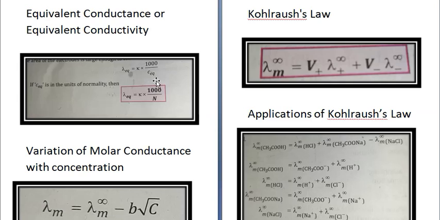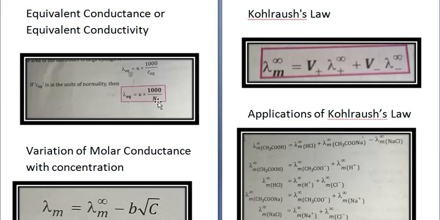So if CEQ is in units of normality, then this can be replaced, like there it was replaced by m, here normality will be replaced by n. So lambda EQ is equal to K into 1000 upon n. Unit of lambda EQ is ohm to the power minus 1 centimeter square gram per equivalent, or ohm to the power minus 1 meter square, again gram per equivalent. The values of lambda m and lambda EQ increase with dilution.